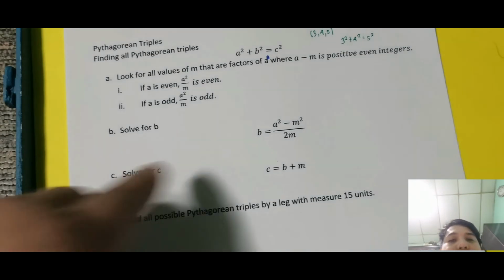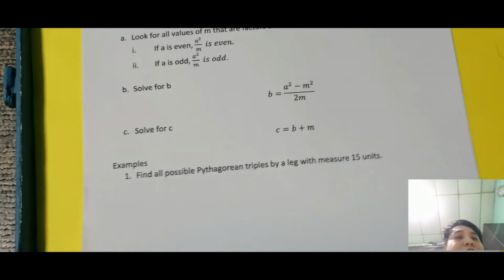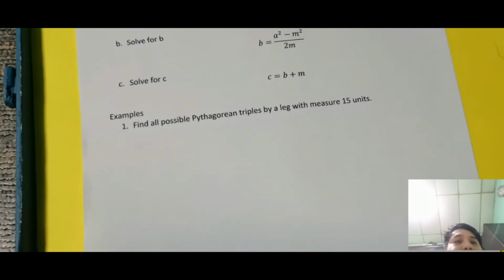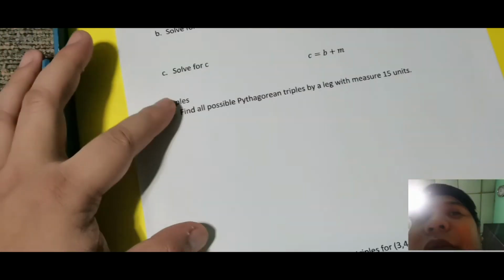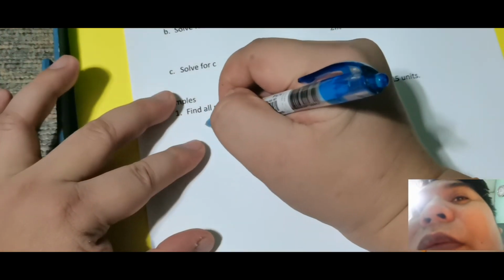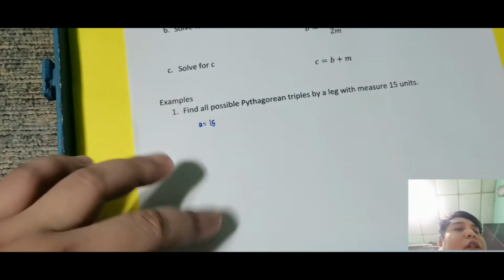Okay? So, let's try. Ito yung formula, no? Ito yung sa B, ito yung sa C. So, ulitin ko lang, yung una, A squared muna natin. So, for example, find all possible Pythagorean triples with a leg with a measure of 15 units. So, ito yung A natin. Yung A natin is 15 units.